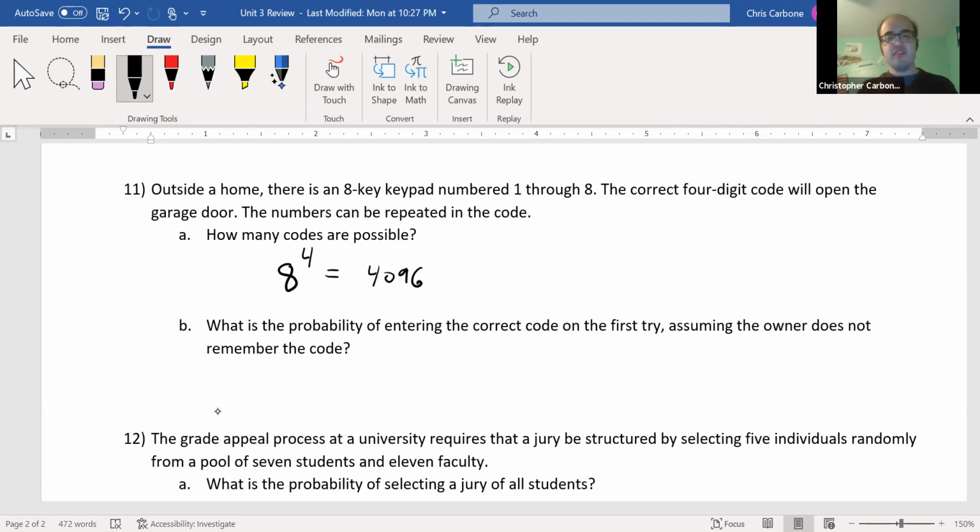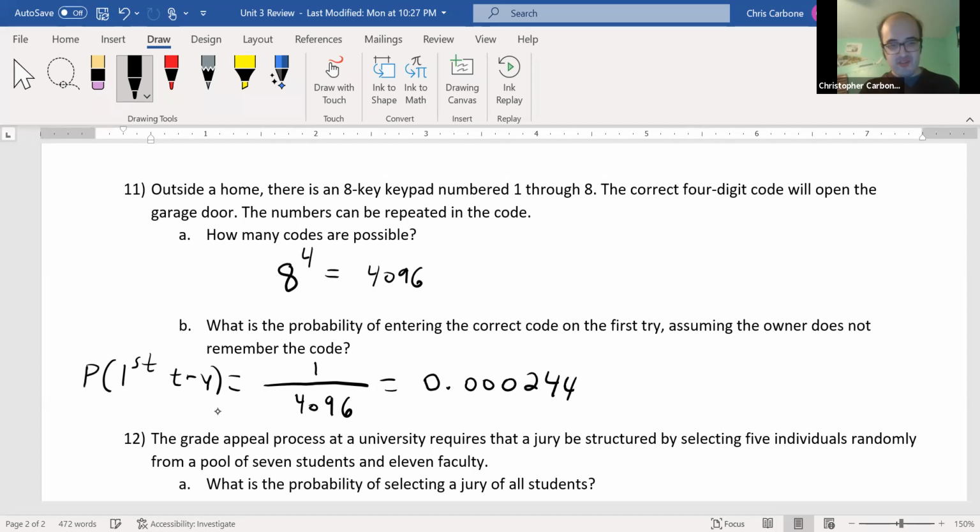The probability of entering the correct code on the first try, assuming the owner does not remember the code. So this would be on the first try. There's only one way to get it right on the first try, and that's by getting it right. And there are a total of 4,096 total codes. This, as a decimal, is 0.000244. A very small number indeed, so don't forget those codes.